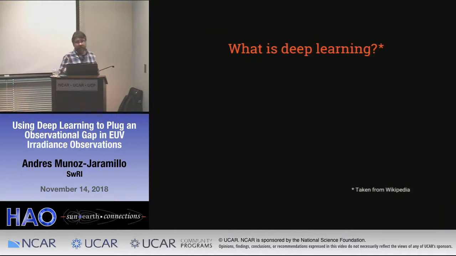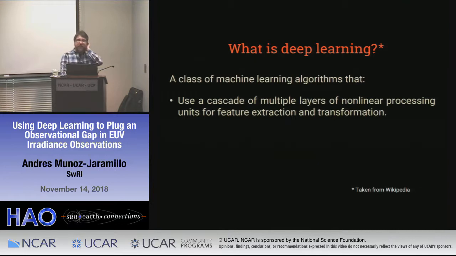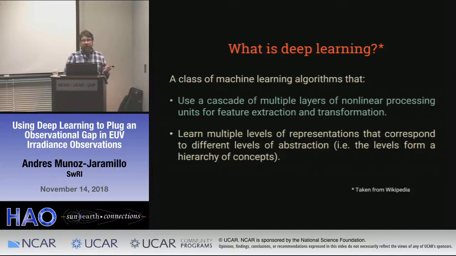So, what is deep learning? From Wikipedia, it's a class of machine learning algorithms that, one, use a cascade of multiple layers of nonlinear processing for feature extraction and transformation. So this is where part of the idea we can get insight here is that as you go through the different layers of your machine learning technique, you're making abstractions out of the original data. And the second thing is that it can learn multiple layers of representations that correspond to different levels of abstraction and form a hierarchy of concepts.